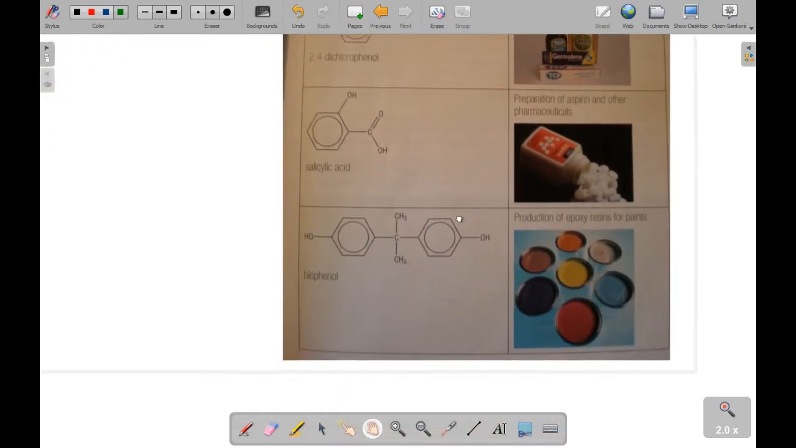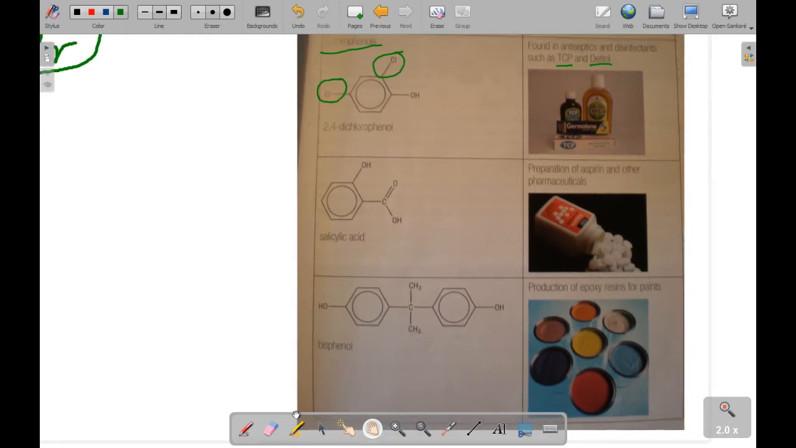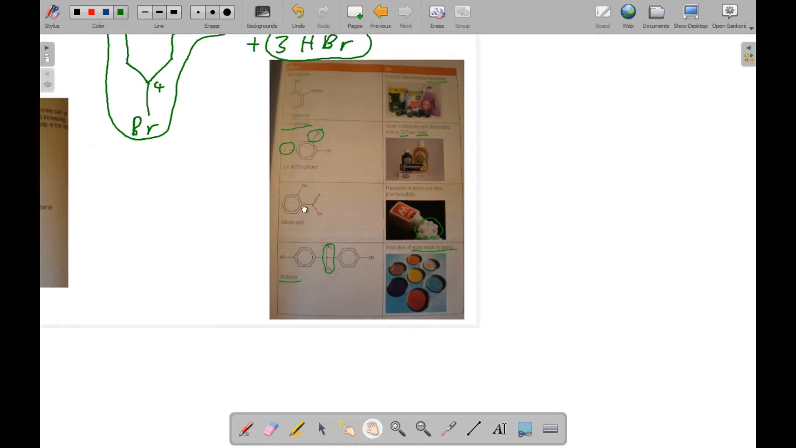This is where the future medics should be absolutely interested, because this is how you make your pills. And bisphenol. So this is 2 benzene rings with 1 carbon attached to 2 methyl groups. Yeah, it's getting gnarly now. Which makes epoxy resins for paint. So this is the stuff that makes the paint a bit thicker. So that's it really on phenols.